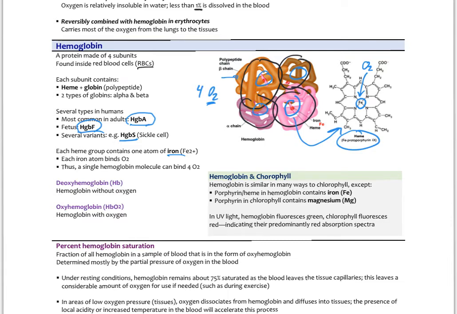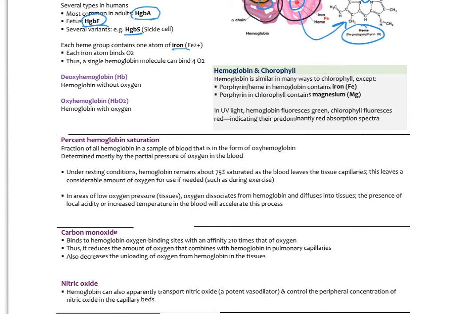There's a measure of the percent oxygen saturation of hemoglobin, and that is how much oxygen is actually bound to hemoglobin, forming oxyhemoglobin, and that's usually going to be determined by the partial pressure of oxygen in the blood. Under resting conditions, it's usually about 75%. So 75% is the saturation of hemoglobin. And so even when the blood leaves the tissue capillaries, it still contains 75% oxygenated hemoglobin. And so this gives a lot of extra capacity for that hemoglobin to be needed for exercise and things like that.